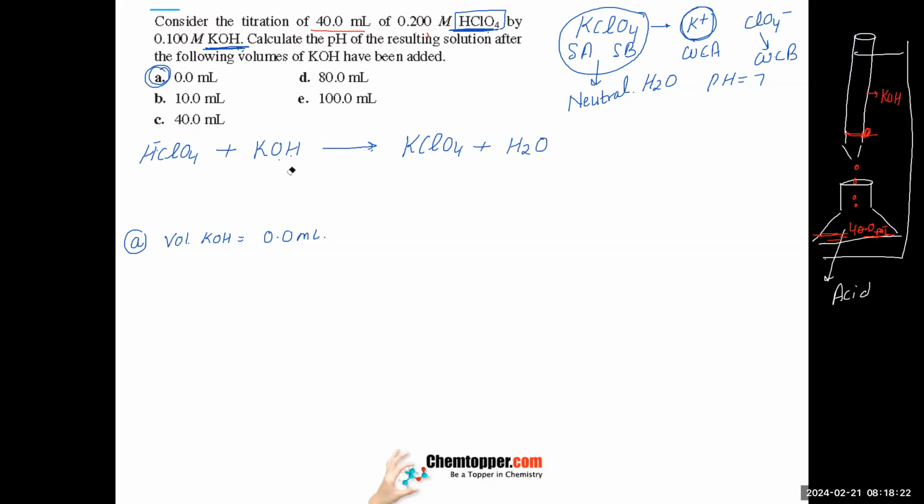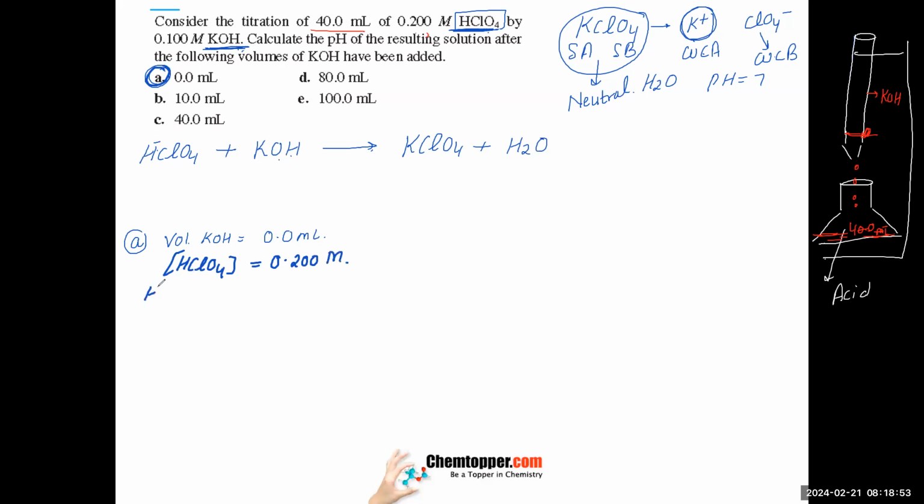So can I work with the concentration in the A part? You see, I told you not to work with concentration. But here I'm saying let's work with the concentration. The reason? Because I have not added anything yet. There is no change in concentration. So the concentration of HClO4 is still the same. There is no change because we have not added any base into it, right?